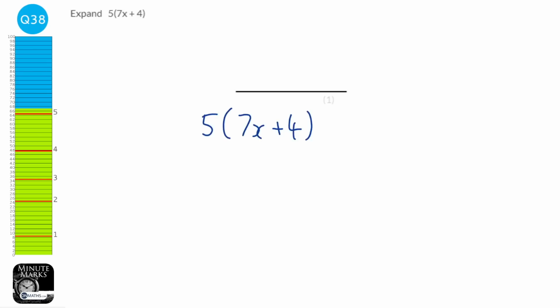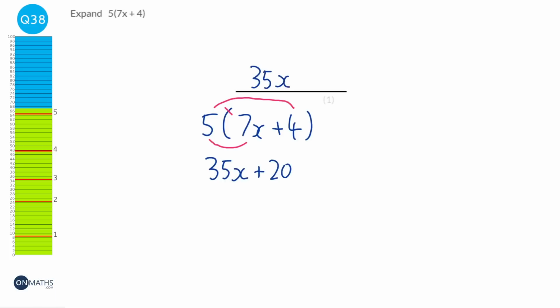I'm just going to write the question out a bit bigger, just so we've got more room. There are loads of different methods of expanding brackets. I'm going to do smiles and rainbows. So we just draw a smile, rainbow, and I'll put a little line there to remind me to times it. So we do 5 times 7, which is 35, and it's 7x, so it's going to be 35x, and 5 times 4, which is 20. So our answer is 35x plus 20.